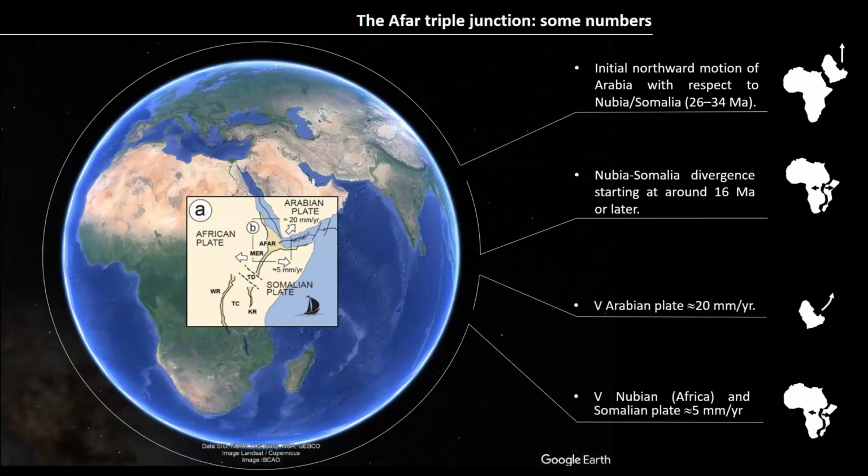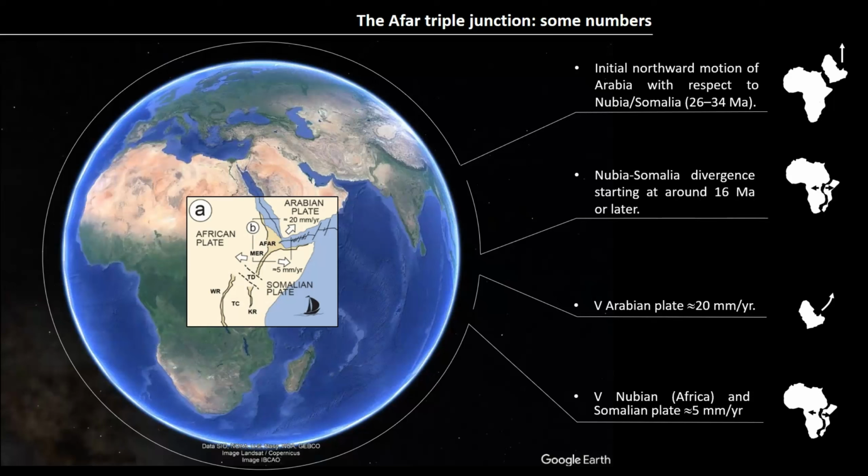But if we check the literature, we see that the evolution of this junction is related to the incipient movement of the Arabian plate back to 25 and more million years ago, that started to diverge with a northward direction, followed about 16 million years ago or later by the divergence of the Somalia and African plate. Nowadays, the Arabian plate moves northeastward with a velocity of 20 millimeters per year, while the Nubia and Somalia divergence in the central sector of the main Ethiopian rift, which is the southernmost branch of the triple junction, is about 5 millimeters per year.